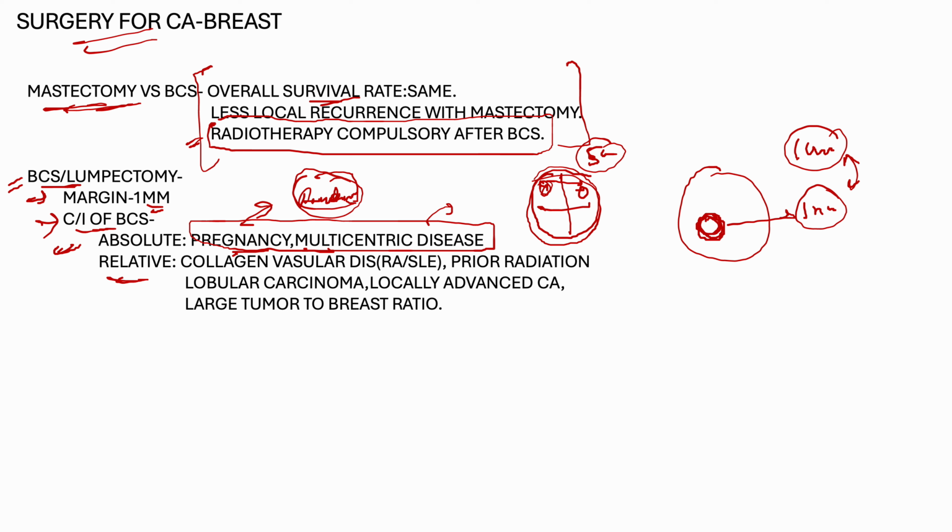What are the relative contraindications of breast conservation surgery? Collagen vascular diseases like rheumatoid arthritis or SLE, prior chest radiation, lobular carcinoma. In lobular carcinoma, you have to remember that if the lobes are involved in cancer, then you will have to go for mastectomy. Locally advanced carcinoma or a large tumor to breast ratio. If the breast tissue is this much, and the lump is this much, then you can't simply go for a BCS, you will have to go for a mastectomy.